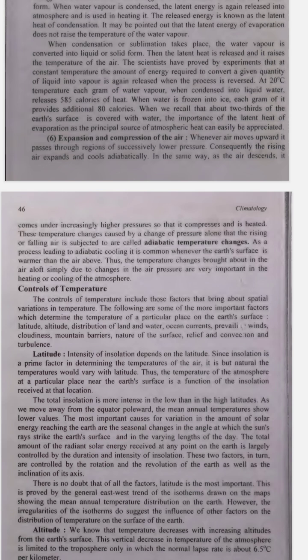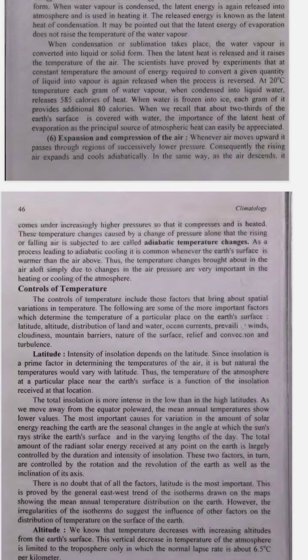5. Prevailing winds. Winds that blow from the ocean often bring moist, mild air, while winds from the land can bring dry, hot, or cold air depending on the region. 6. Cloudiness. Clouds can block sunlight during the day, keeping temperatures cooler. At night, clouds can trap heat, keeping temperatures warmer. 7. Mountain barriers. Mountains can block winds and create different climates on each side. One side may be wet and cool, while the other is dry and warm, like in rain shadows.